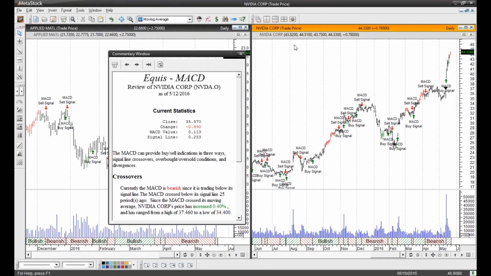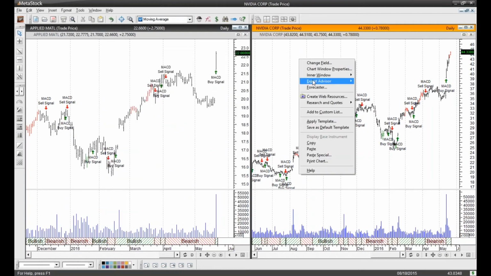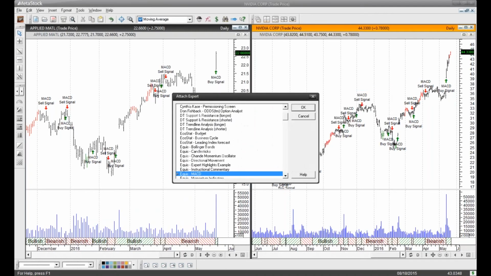Now I'll take a second and show you one of the other systems that we have within MetaStock. That commentary there is a really good example of a very basic expert advisor that we have. Let's go to something that's a little bit more advanced.